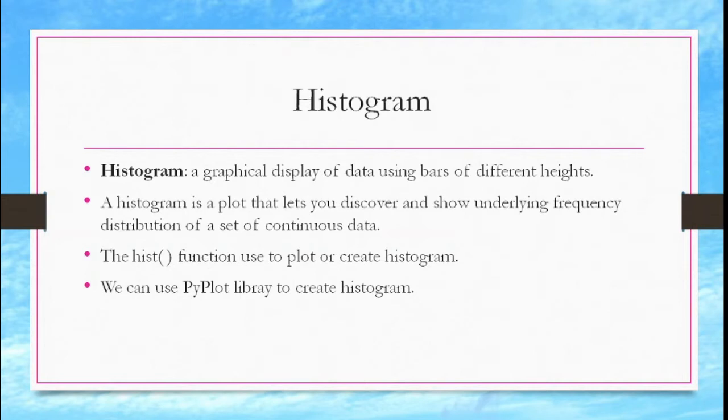So first of all, we have to identify the number of bars. Then based on the number of bars, we have to divide the data in a particular frequency. Okay, we will see with an example, so you will better understand. The hist function is used to plot or create a histogram. We can use the pyplot library to create a histogram.